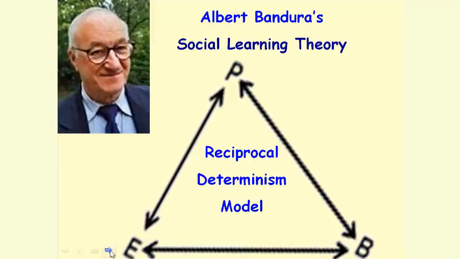Behaviorism's organism. E equals environment, meaning the social situation factors such as social norms. Behaviorism's stimulus. B for the behavioral factors such as the skills and abilities. Behaviorism's response. Social learning theorists include modeling and social skills training such as role modeling or practicing specific skills for use in real situations.